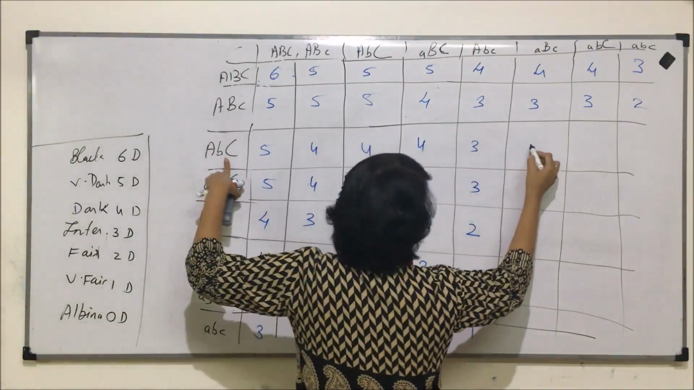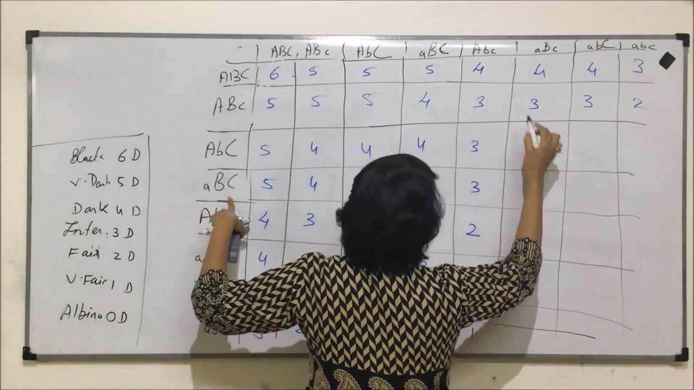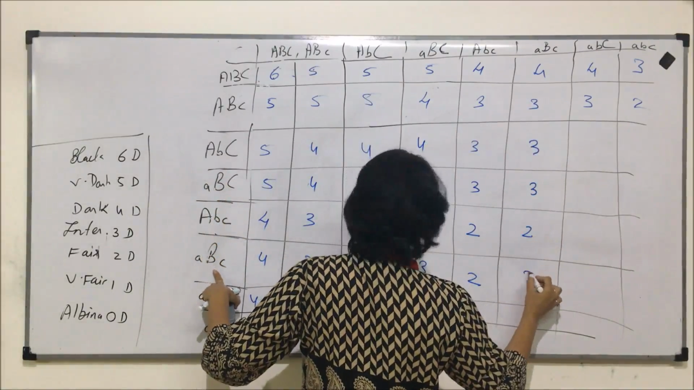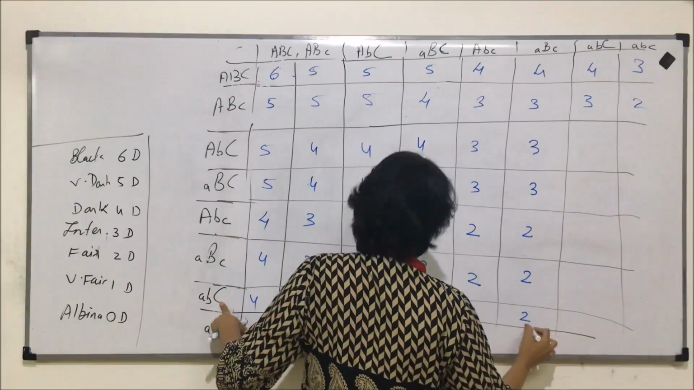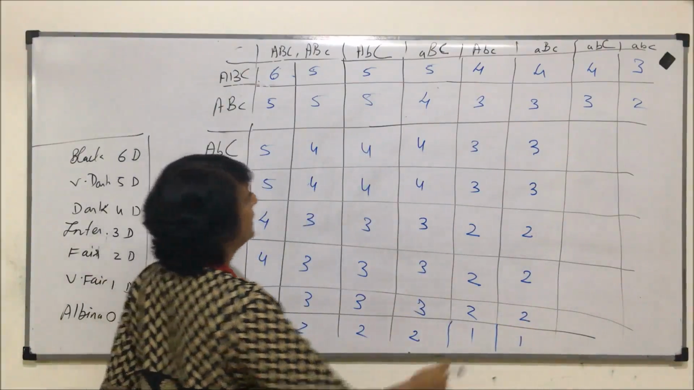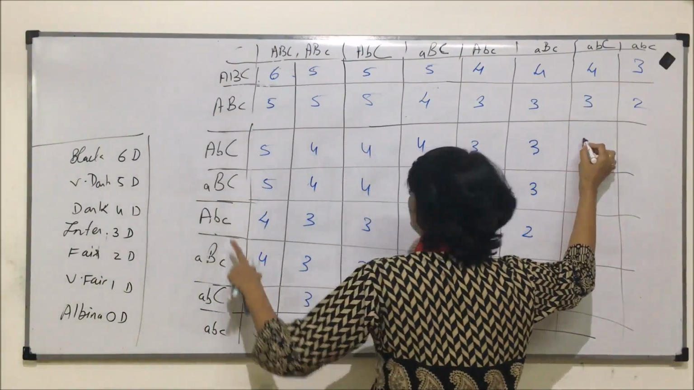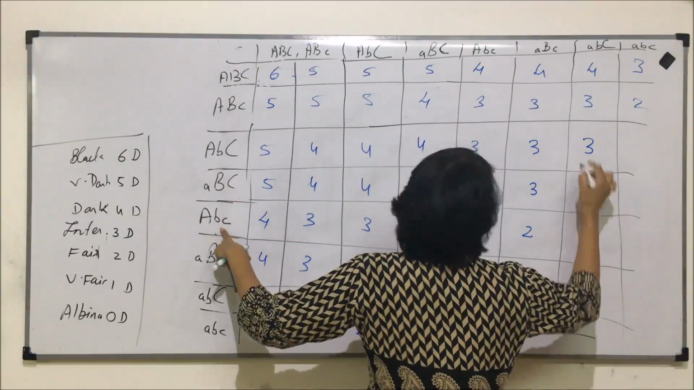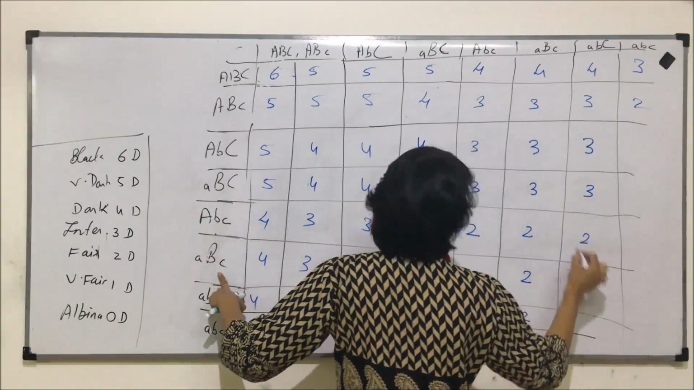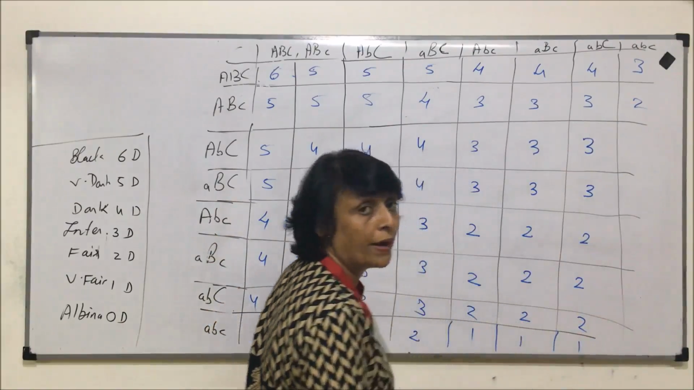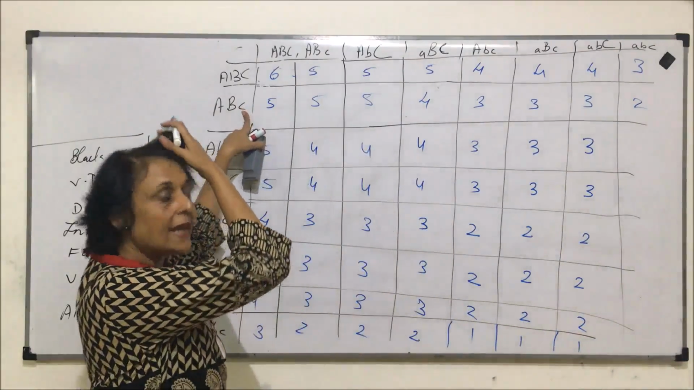Now, let us take this one. 1 dominant from here, 2 from here. So this is 3, 2 plus 1, 3, 1 plus 1, 2, and here only 1 because there is no dominant from this gamete. In this case, 1 dominant here, 2 here. So 3, 3, 1 and 1, 2, and here is going to be 1.